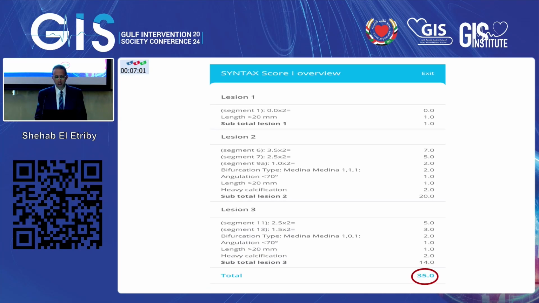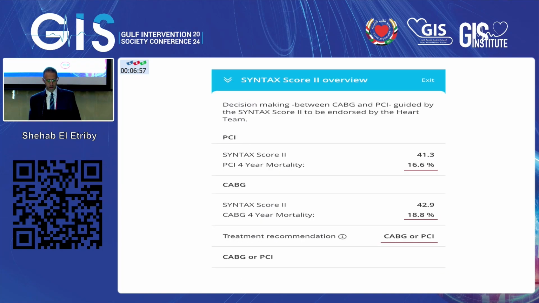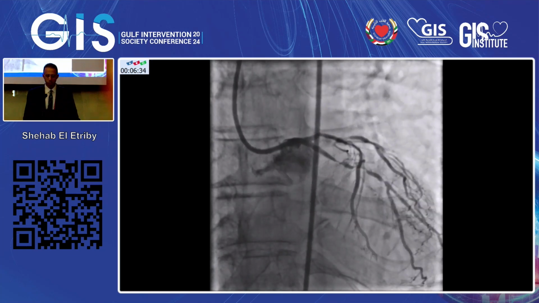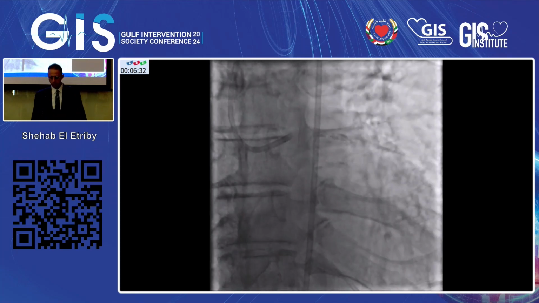So our strategy here was to do a SYNTAX score for the patient. His SYNTAX score was 35, with a SYNTAX score 2 of 41 for PCI and 42 for CABG. So the decision was either CABG or PCI. He went to the surgeons and they said they won't graft the right coronary, so we can go for both, either CABG or PCI. The patient refused CABG, so he was referred for PCI in another center.